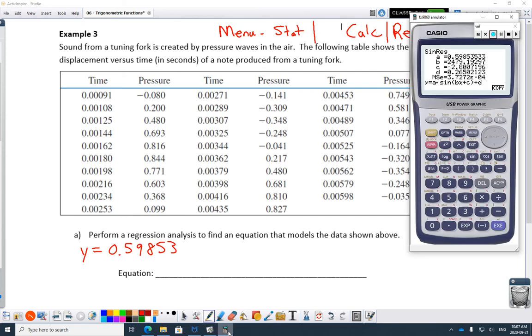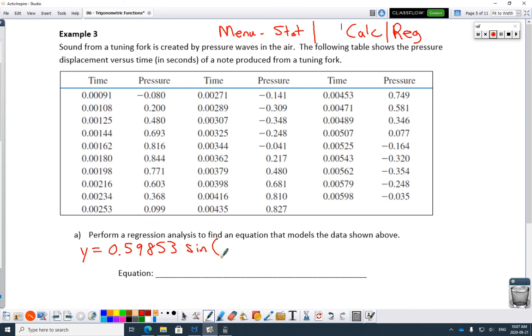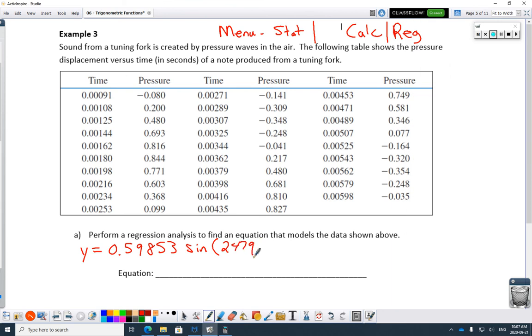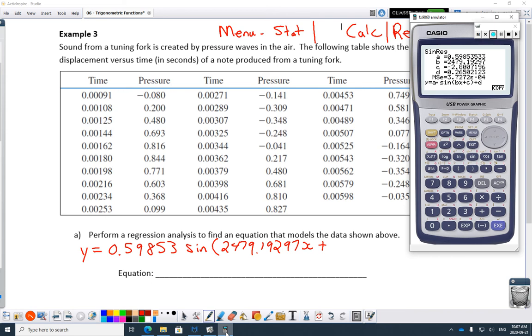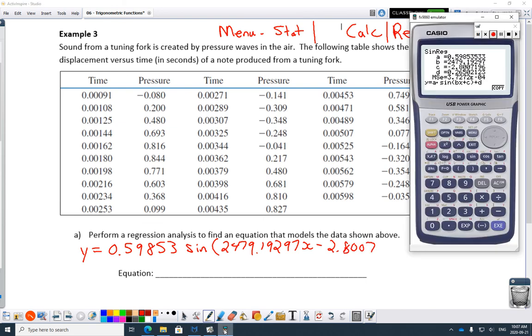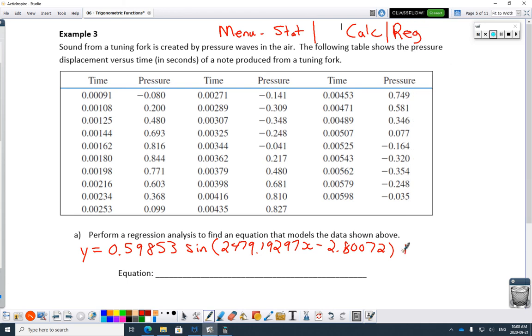Back to the screen. Sine. The B is 2479. 0.19297. Did you get that? X plus, notice there isn't factored out. There's just both in there the way we don't like it. Ooh, it wasn't plus. It was minus. 2807. Minus 2807. 2. Bracket. 2652 plus 0.26502. Did you get the same numbers as me?